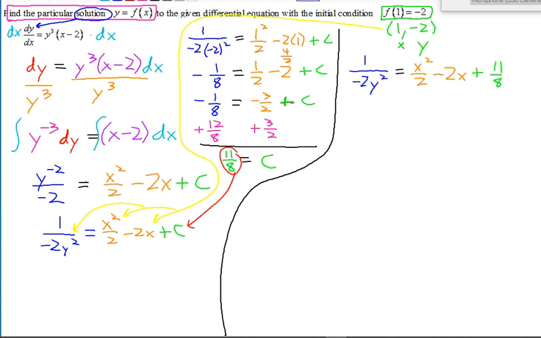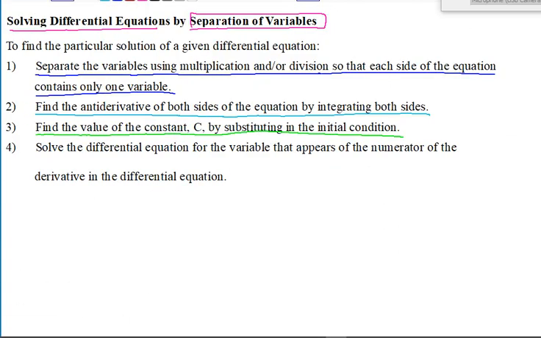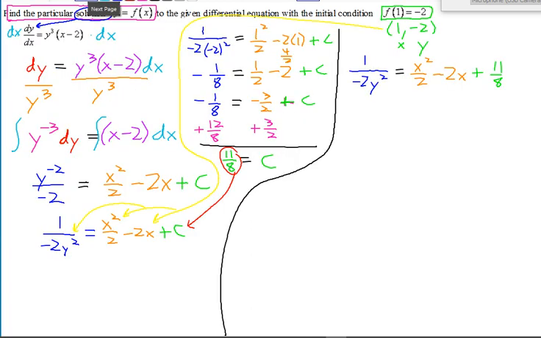So now we have the equation, but it's not quite finished because it said y equals f of x. It's not in function form yet. So our last step is to solve the differential equation for the variable that appears on the numerator of the derivative in the differential equation. Right, so the variable that's on the numerator in this case is y, so we're solving for y.